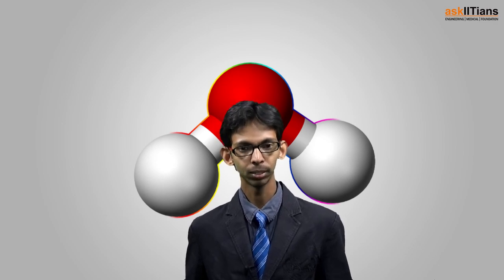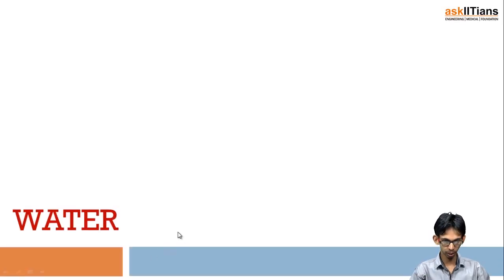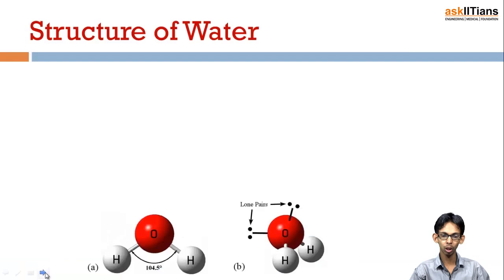So let's start. Water. Okay, now we are going to discuss water. The first thing is what is the structure of water actually. So you can see from here it has a bent structure. Oxygen connected with 2 hydrogens. Bond angle is 104.5 degrees with 2 lone pairs of electrons over oxygen. And this is a polar molecule because polarity for this bond is in this direction.